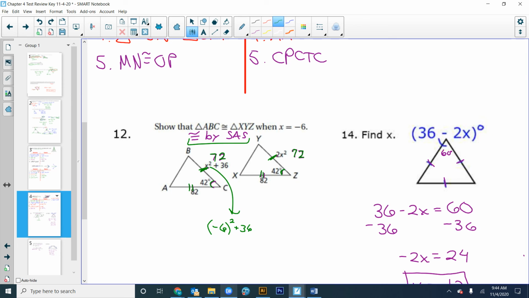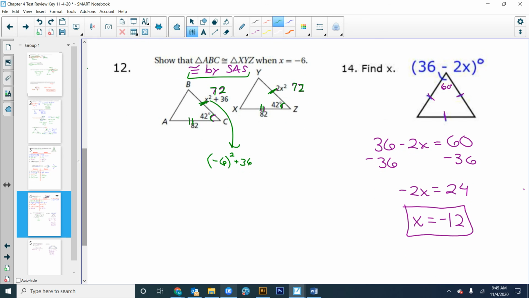14, what kind of triangle is this? Equilateral, but that's pointing at an angle. Well, that's okay. If it's equilateral, it's also equiangular. So each angle is 60. So you could have done this one of two ways. Did anyone set 36 minus 2x equal to 60? Good. Did anyone add up 36 minus 2x three times and set it equal to 180? That's fine too. Either way, you should get x equals negative 12.